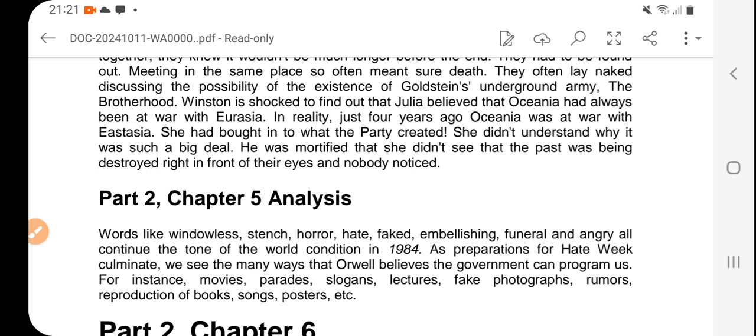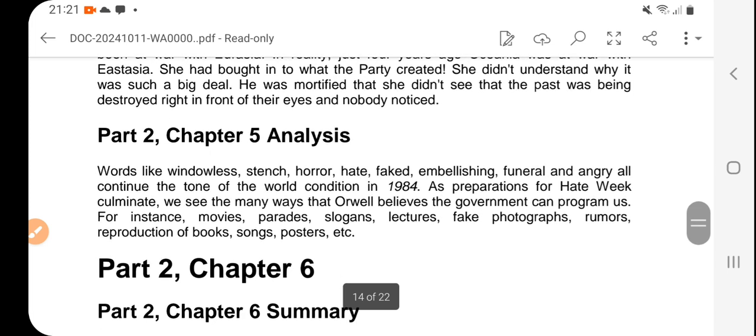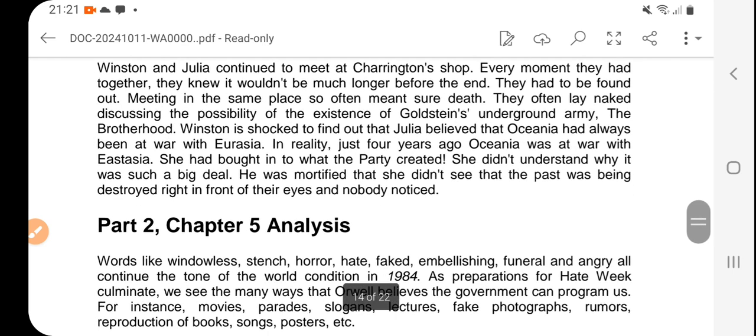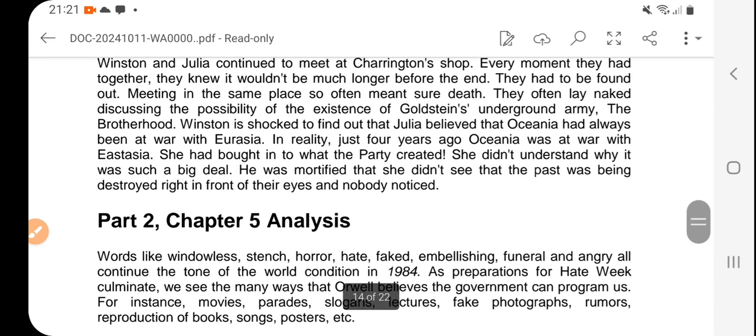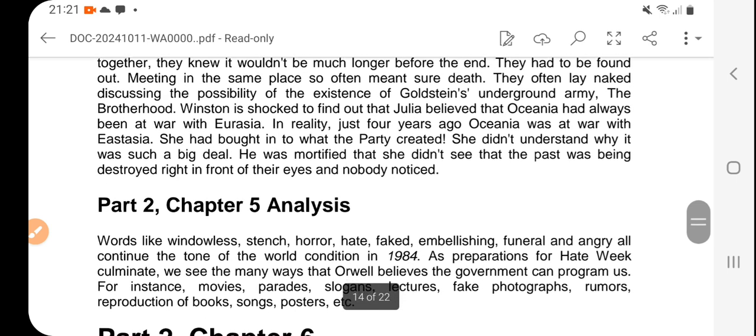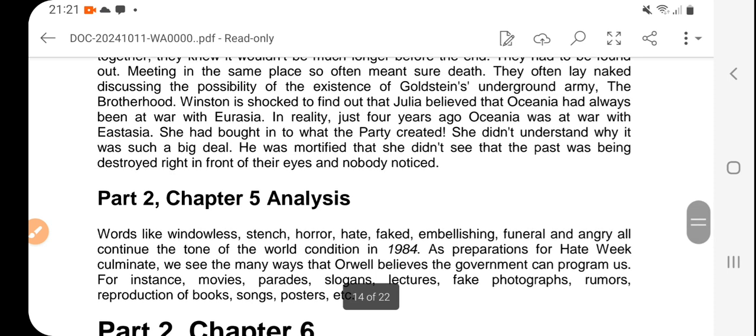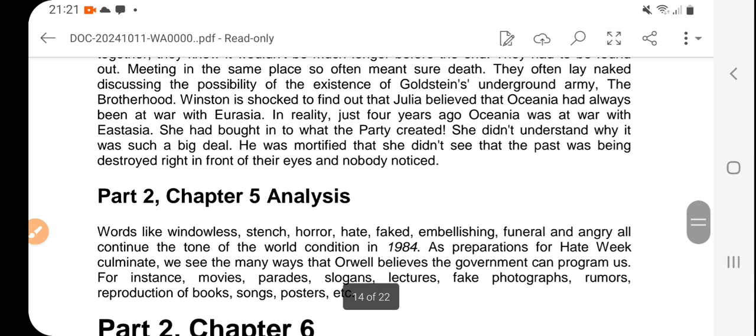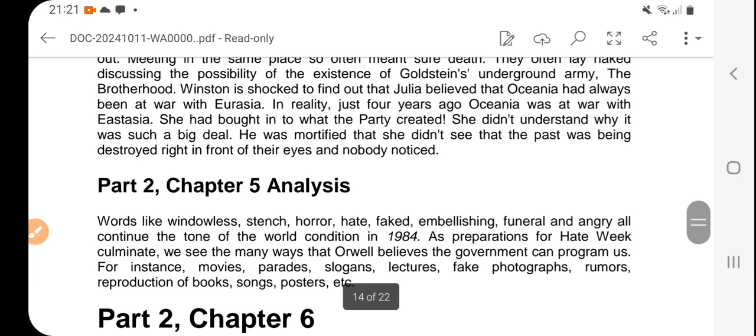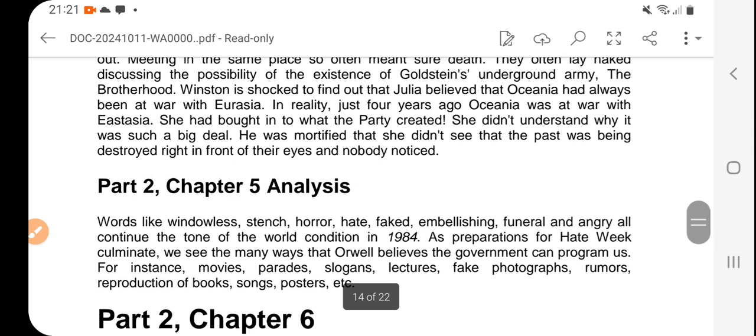He was mortified that she did not see that the past was being destroyed right in front of their eyes and nobody noticed. So here, Winston and Julia continued to meet in Charrington's shop. Every moment they are quite aware that one day it will not go on longer, and if they are caught, it will definitely lead to death. Then they often lay naked, discussing the possibility of the existence of Goldstein's underground army, the Brotherhood.